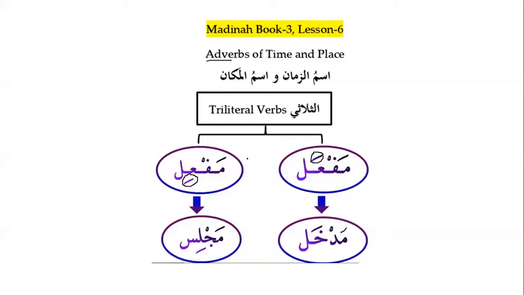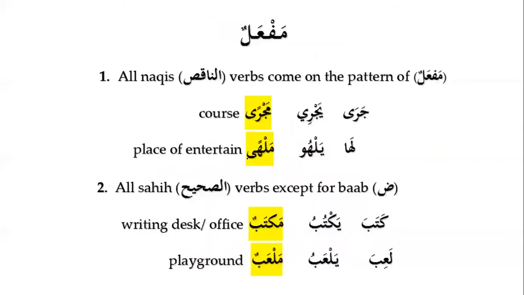We know that those adverbs like qabla wa ba'da, amama, khalfa, fawqa, tahta are used as mudaf, but these are used in a sentence according to their position. They can be marfu, they can be mansub, and they can be majroor. Now first have a look at the pattern of maf'alun. Maf'alun is more common than maf'ilun.